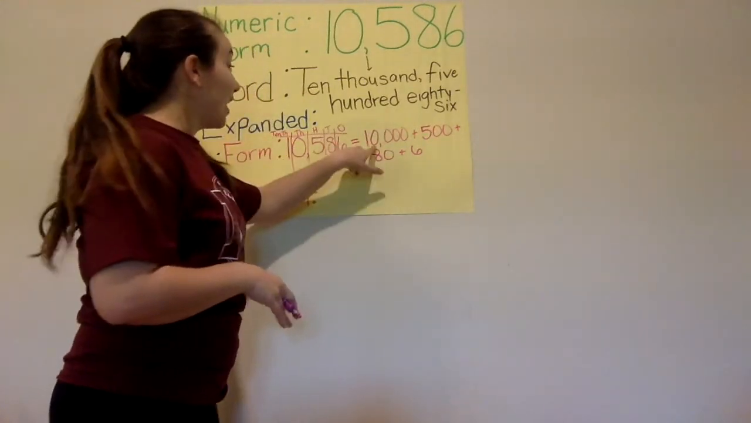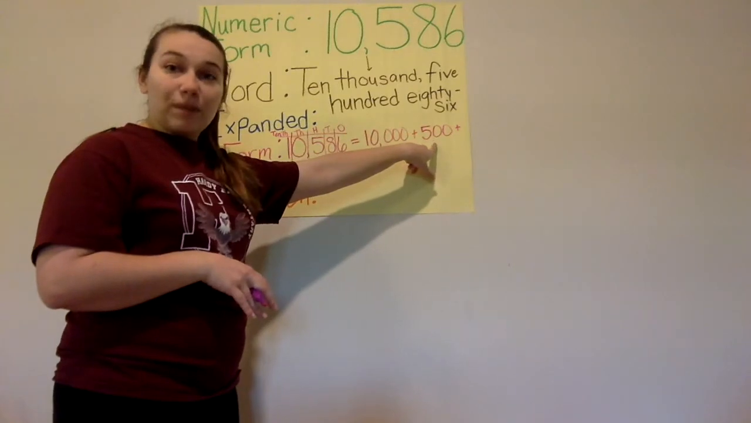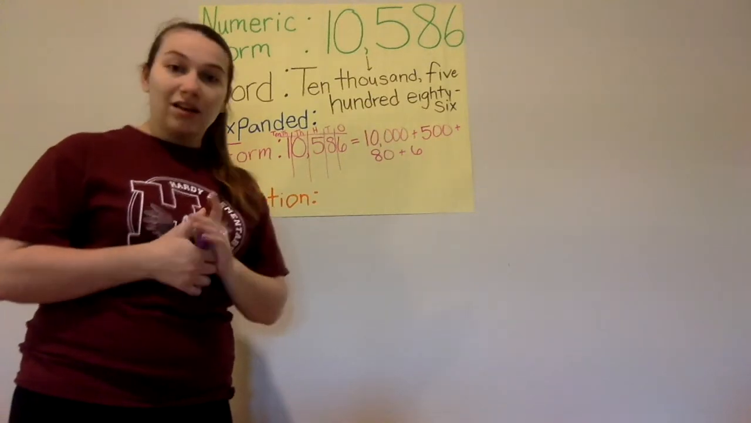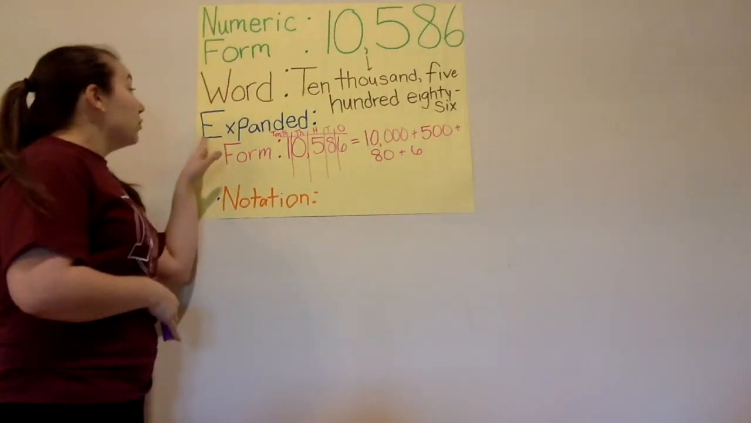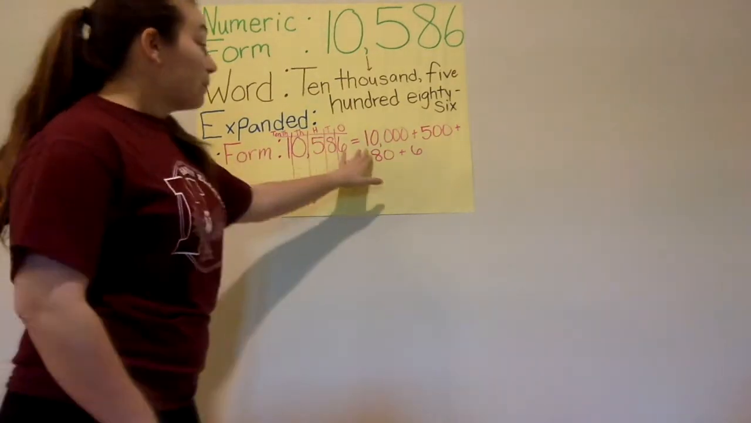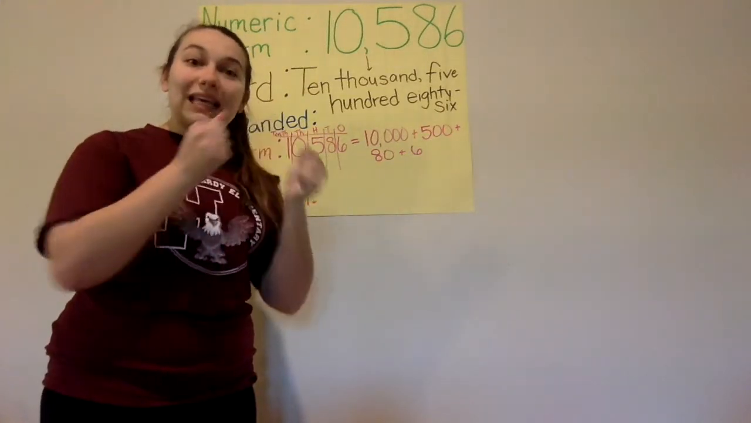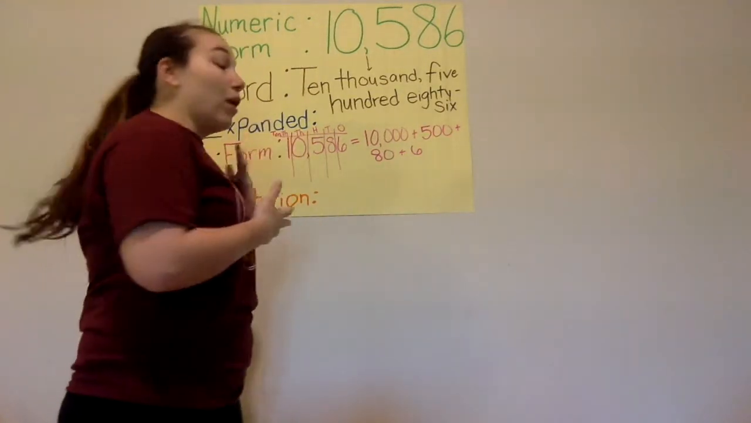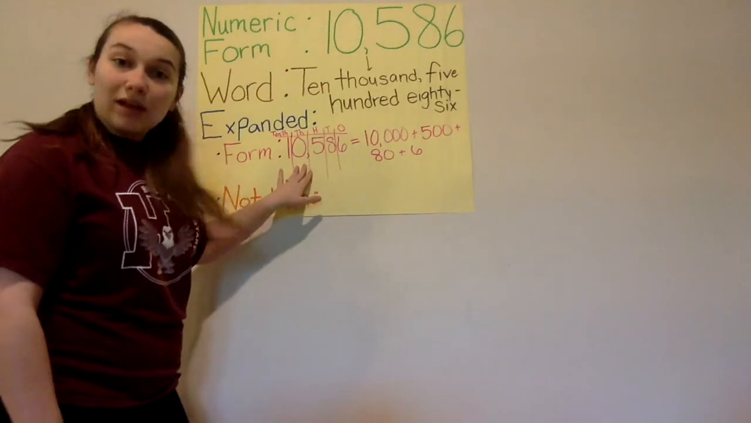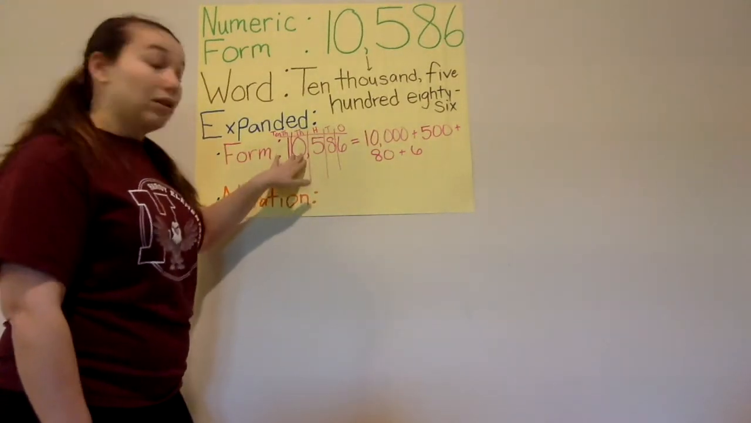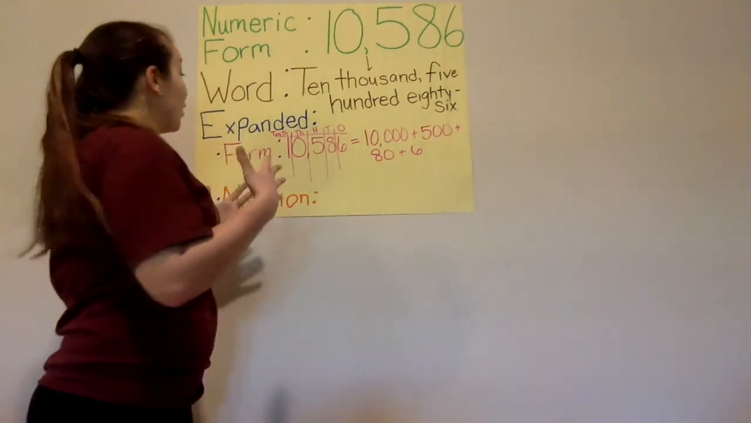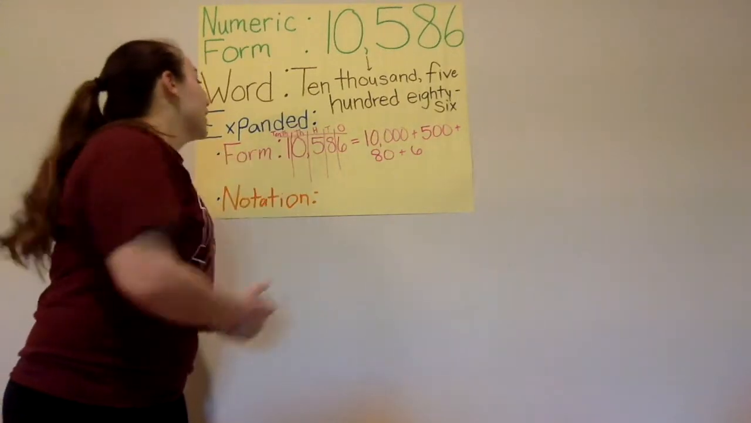So we have our 10,000s represented, our hundreds represented, our tens represented, and our ones represented. All right, last but not least, we are going to move on to expanded notation. Now this takes your expanded form and breaks it up even more. So that way, you are broken up into place values. So we can keep looking back at this chart that we created, our place value chart right here with 10,586, and we need to figure out every single place value.